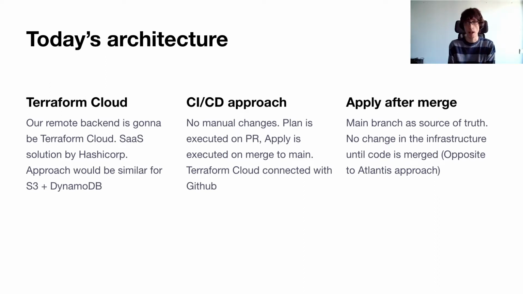The reason why we have after merge is because we personally believe that the main branch should be the source of truth and that whatever's there should be the changes that need to be applied, and nothing should be applied before it's in main branch. But this is a long discussion that would go completely out of scope of this talk.